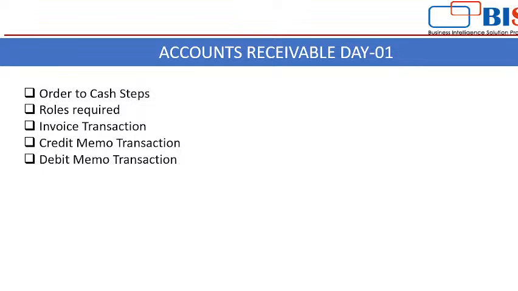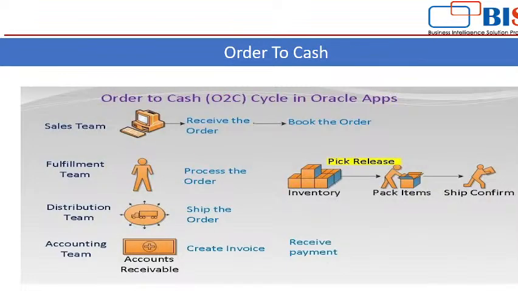So let's start with the order to cash steps. You can see on the screen we have an image for the order to cash cycle. Here first the sales team of the organization will receive the sales order, or you can say the sales inquiry. Then the sales team will check the availability of the resources, and if they have resources then they will book the order.